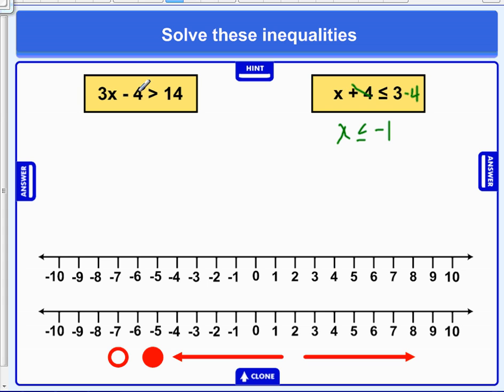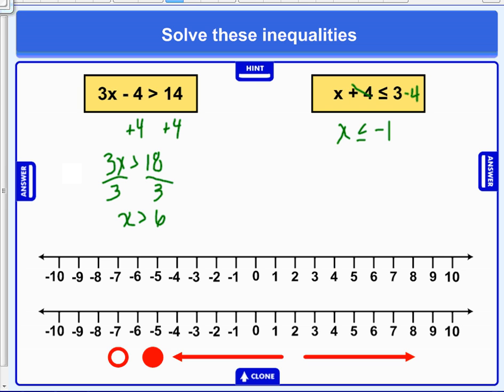Now, today what we're going to be talking about is having two steps. So just like an equation, you're just going to solve it the same. So first I'm going to add 4 to both sides to get the 3x alone. And then I'm going to be left with 3x on one side is greater than 14 plus 4 is 18. All right, and then I'm going to divide by 3. Because 3 is positive, I do not have to worry about changing my sign. So I'm going to have x is greater than 18 divided by 3 is 6.